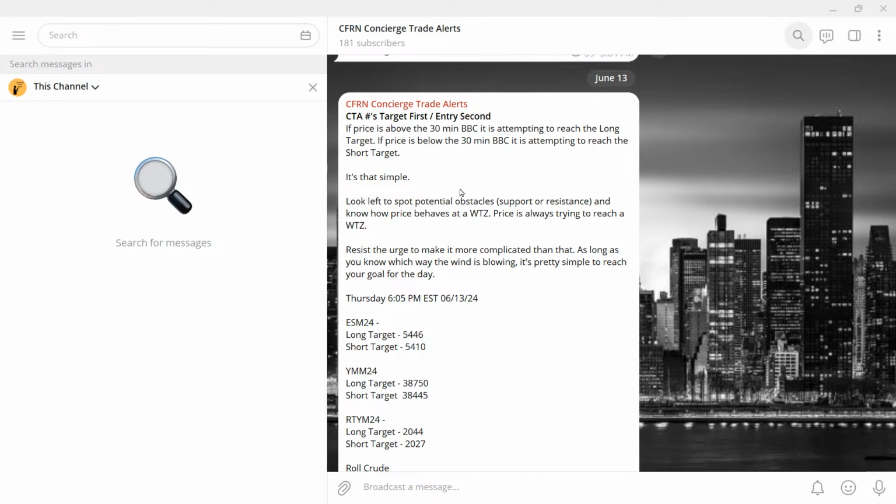Now with the logic alerts, I look left for you, but with the CTAs, you learn to look left yourself. And you learn how price behaves at a weekly trading zone. The zones come out Monday morning at 6:15 a.m. Eastern. Once they're published, they're carved in stone for the entire week. They don't change in any way whatsoever. We've published the zones for our members every week since December 14th of 2009. Almost 15 years come this December. Will be 15 years.